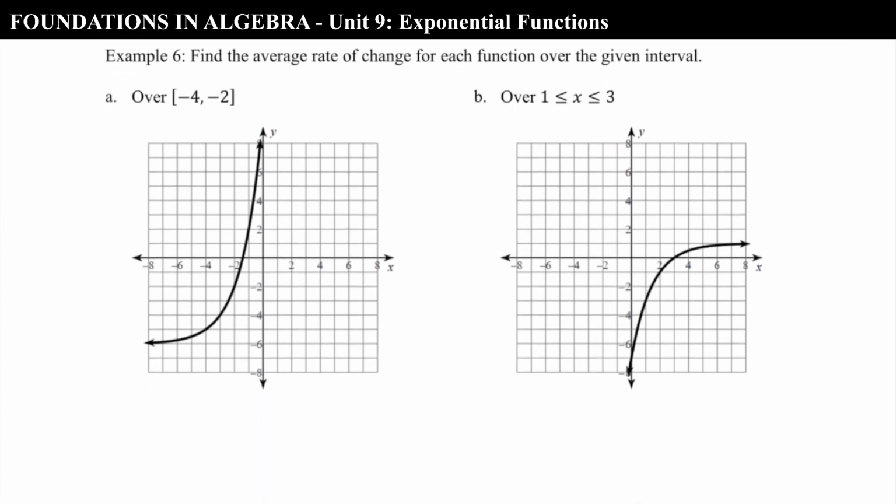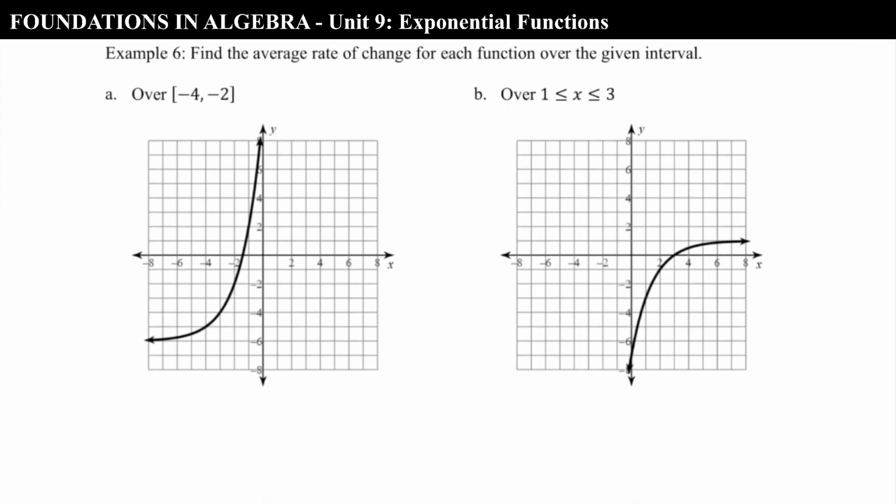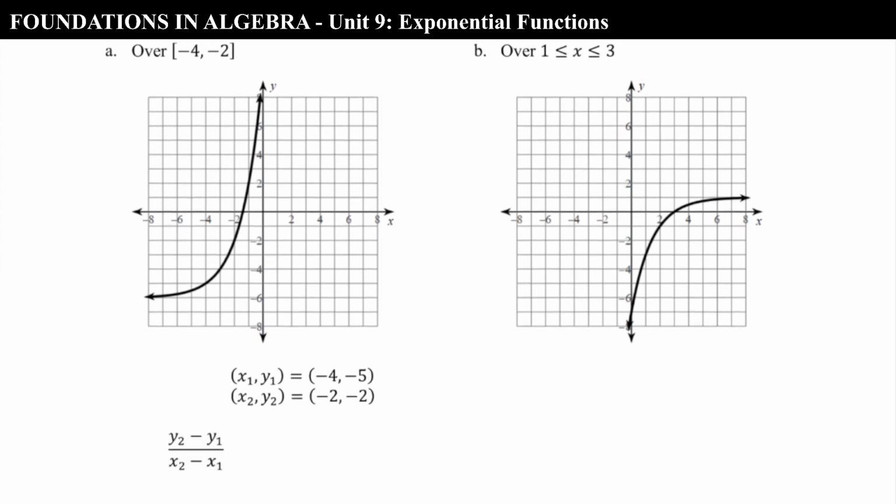So for example 6 here, for the first one, if we're going to negative 4 on the x, you're going to follow that down on your graph until you hit the function, and then you're going to follow over to your y. So the y that goes with it is negative 5. Then you're going to go to negative 2 on your x, follow that down to your graph, and follow that over to your y. So negative 2 is your second, and then from here, you're just going to put it into your average rate of change formula and do the math to find 3/2 as your answer.